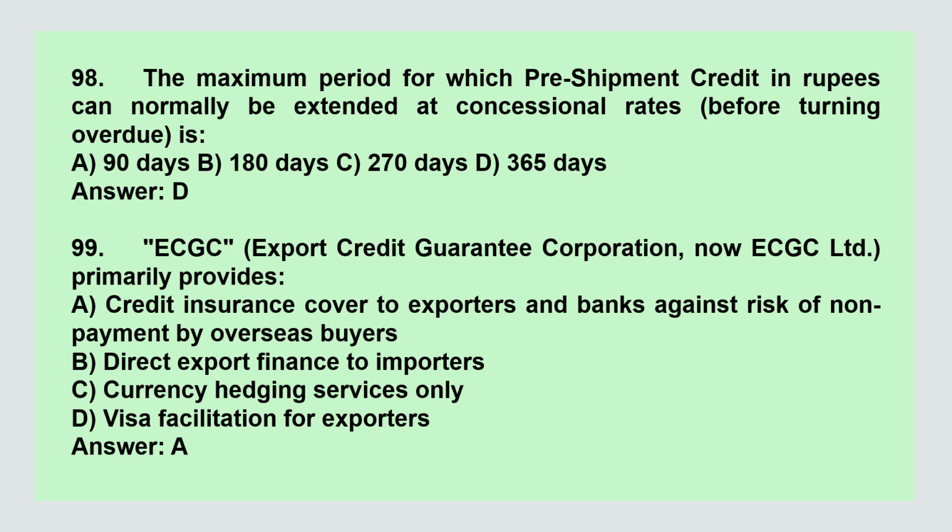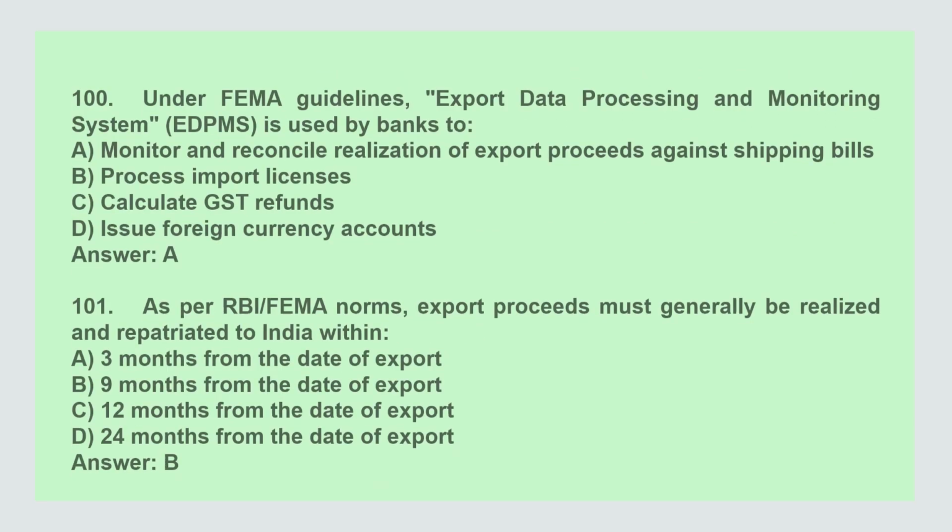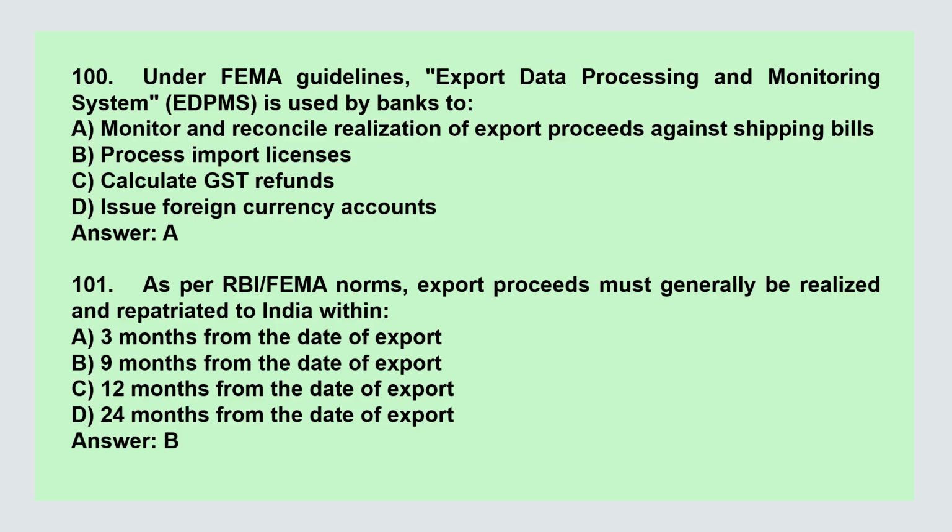ECGC Limited primarily provides answer A: credit insurance cover to exporters and banks against risk of non-payment by overseas buyers. Under FEMA guidelines, the Export Data Processing and Monitoring System is used by banks to monitor and reconcile realizations of export proceeds against shipping bills. As per RBI FEMA norms, export proceeds must generally be realized and repatriated to India within answer B: 9 months from the date of export.